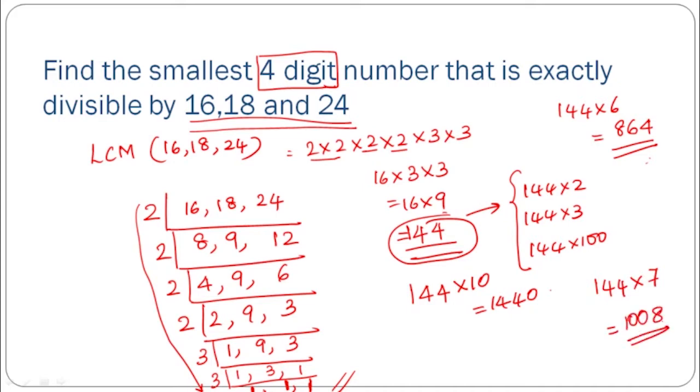So the smallest 4-digit number that is exactly divisible by 16, 18 and 24 is 1008. This is the correct answer that we are looking for. The answer for this question is 1008. I hope it's clear. Let's look at the next question.